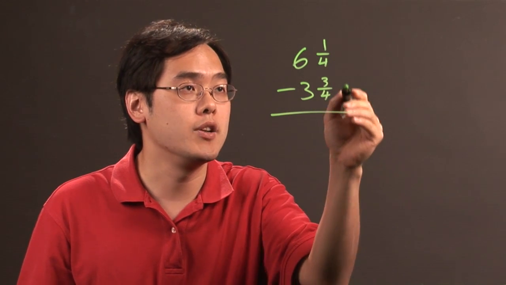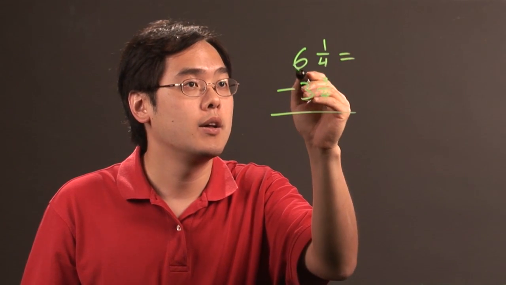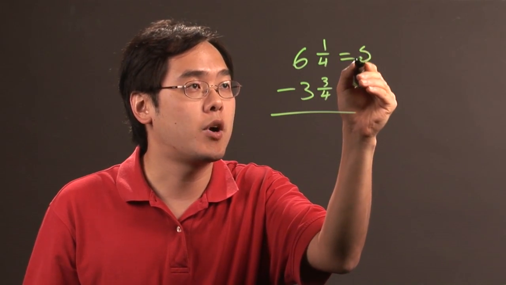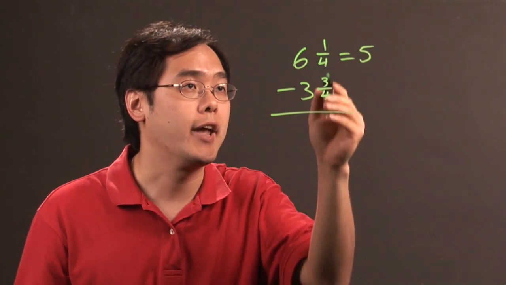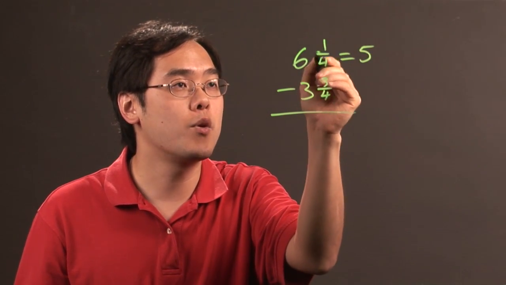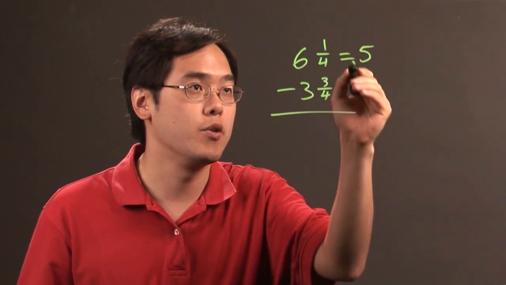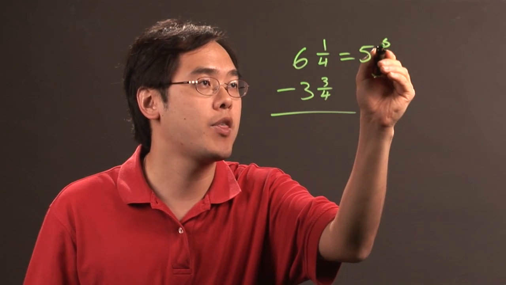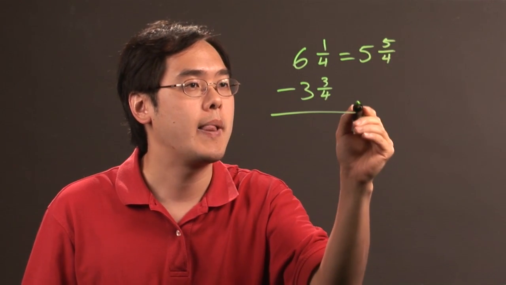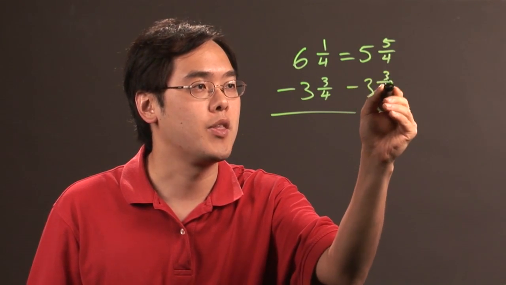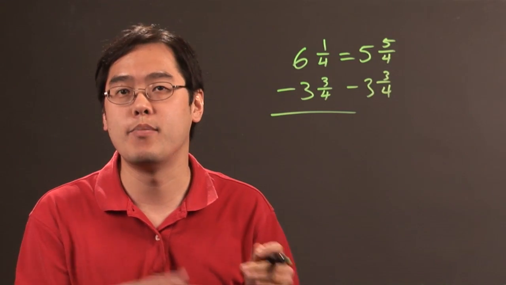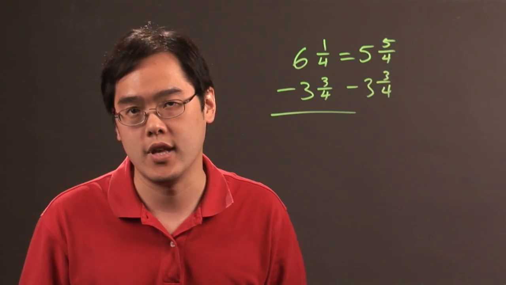So what you're doing here is you're converting 6 1/4, and you know you have to borrow from the 6, so it becomes a 5, and you're adding 4 more pieces to the numerator. So 6 1/4 can be rethought of as 5 5/4, and you're subtracting 3 3/4. That's what ungrouping is, kind of borrowing ahead of time if you know that you have to do that.